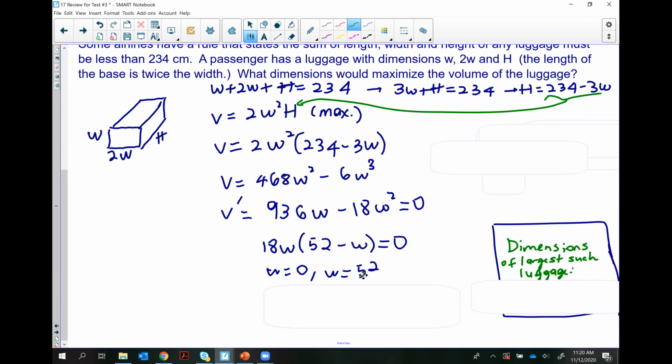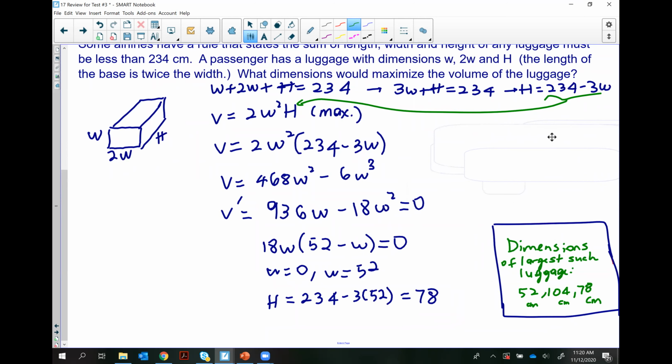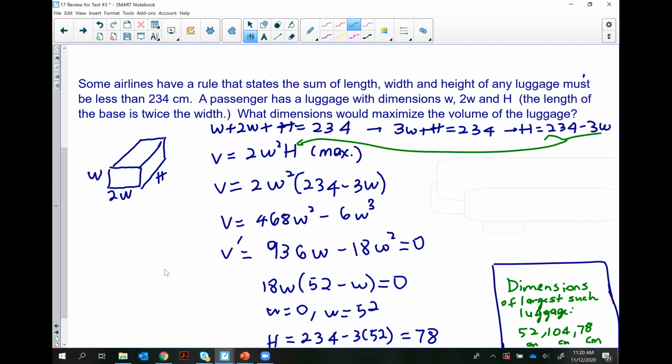And remember, the 3 dimensions have to be reported for this question. Don't just stop here, right? So if W is 52, then the other dimension will be 2 times W, or 104. And the other dimension, H, will be 234 minus 3 times W. So 234 minus 3 times 52, and that's 78. Everything should be in centimeters, so 52 by 104 by 78 centimeters. Those are the dimensions that will give you the largest possible box with the given requirements.